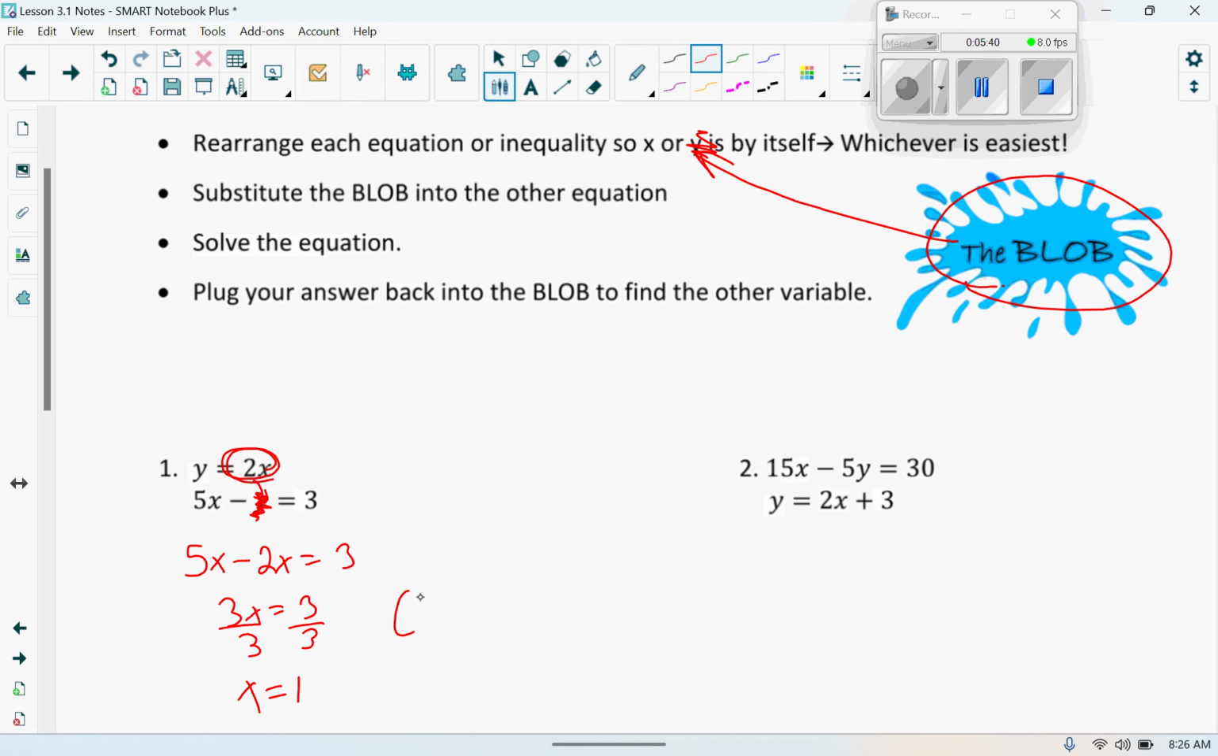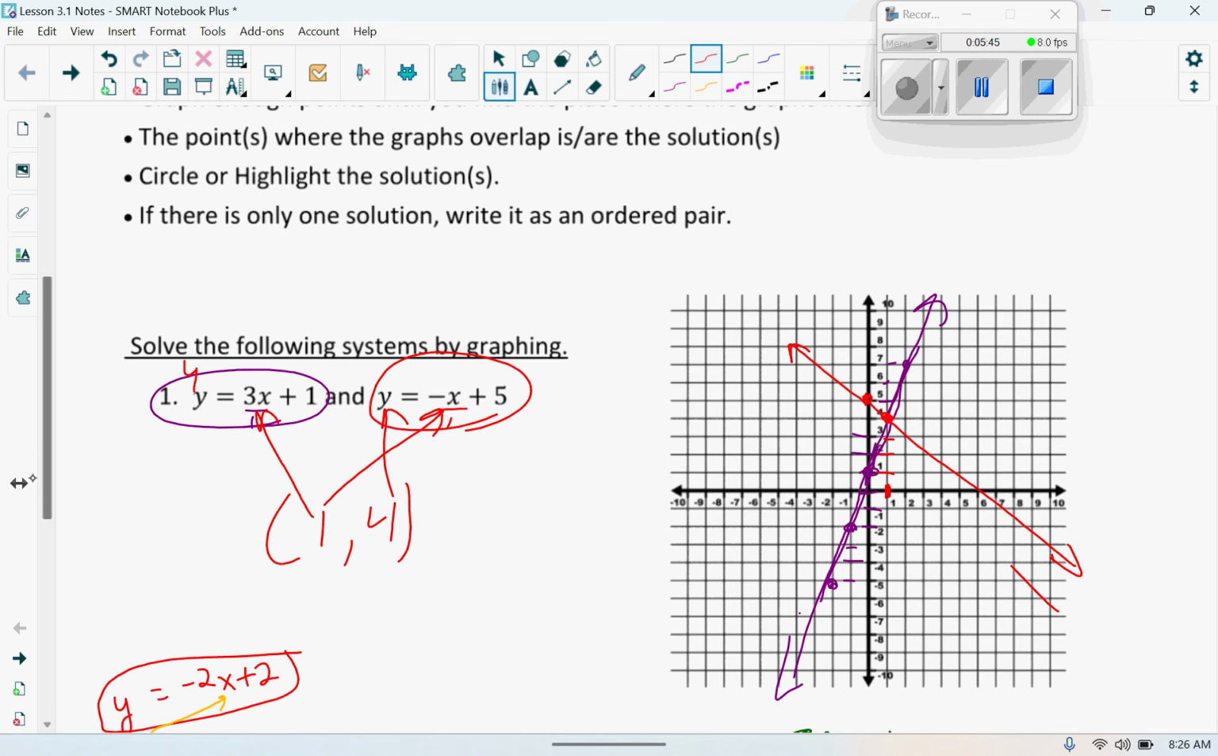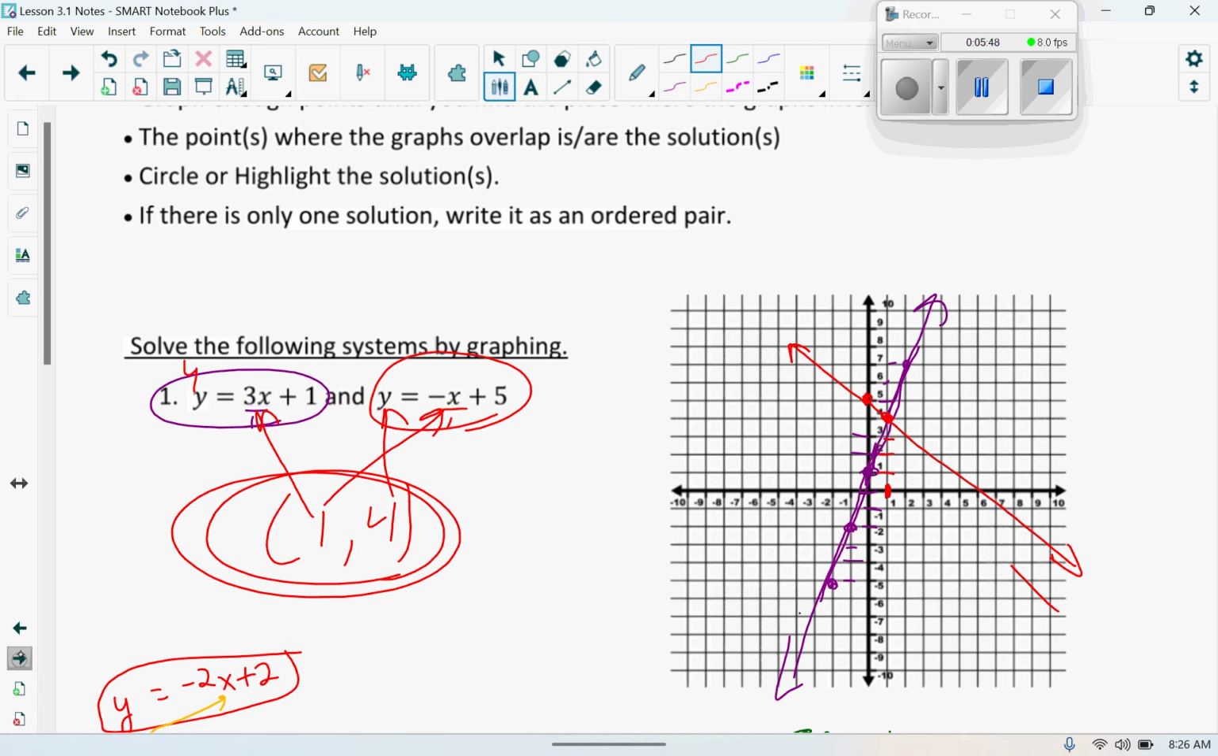Okay, so once you have the X, then I have to figure out what the Y is. Again, just like in our last solutions, notice it's like an actual coordinate point. That's very important.